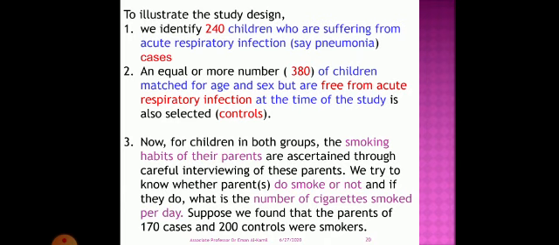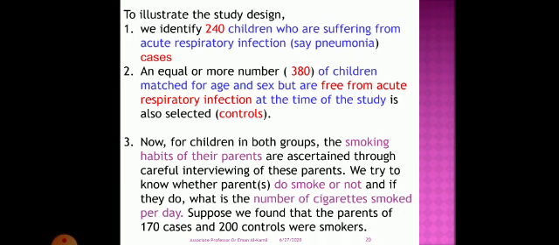Who have no disease. And then we are going to ask the mothers of the cases, are they smokers or not? So the risk factor or the exposure is the smoking of parents, while the controls are normal children, the children of mothers who have no pneumonia.